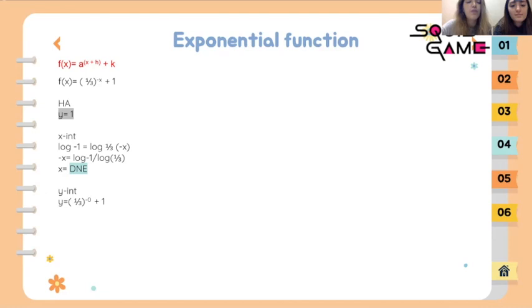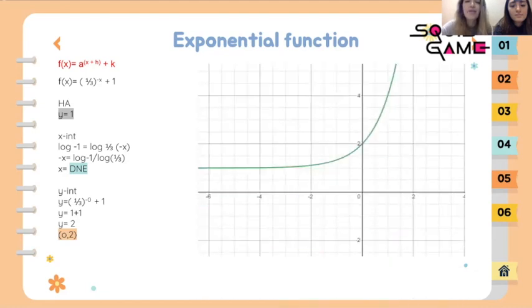Y-intercept. We replace the x with 0. A number elevated to the value of 0 will be 1. So 1 plus 1 equals 2. And our y-intercept will be (0, 2). We need to plot this in our graph, just the y-intercept, with the help of the horizontal asymptote. Our domain will be minus infinity, infinity, and the range will be 1, infinity.